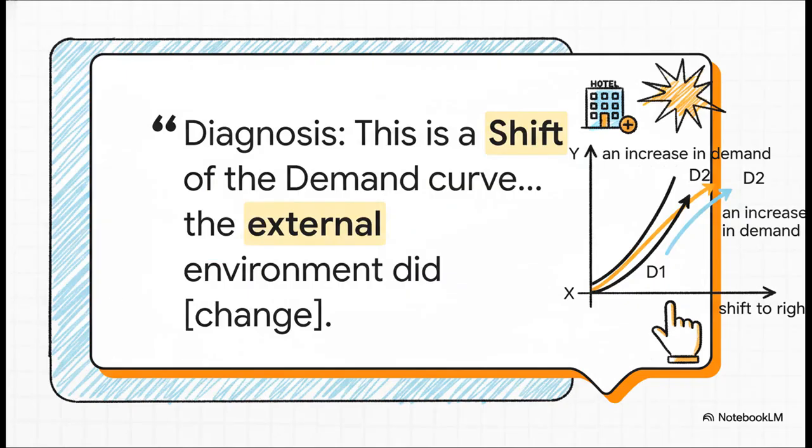So what's the diagnosis? It's a textbook shift of the demand curve. The entire curve has literally moved to the right, which means there's way more demand at every price. The hotel's own price was irrelevant to this change. An external event redrew the entire map of their market.